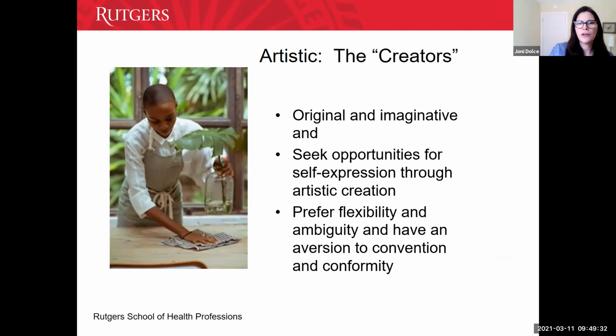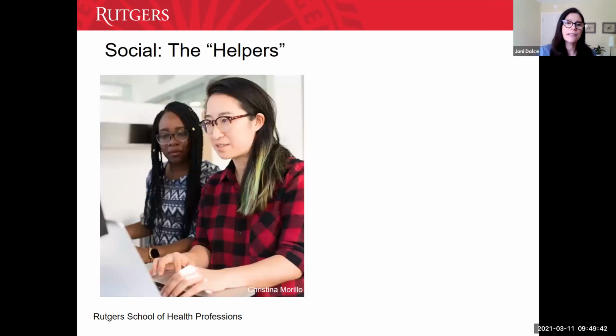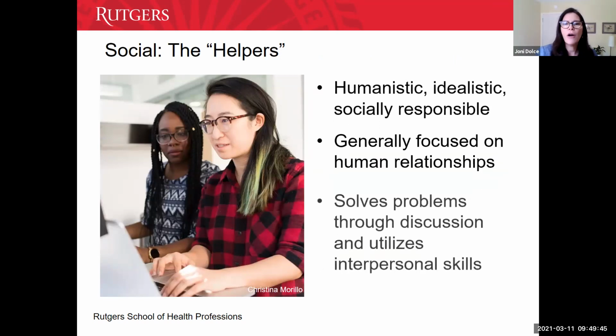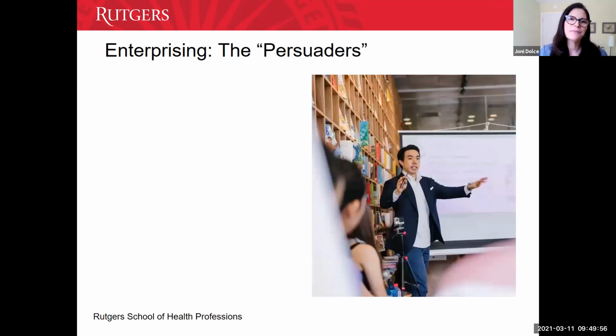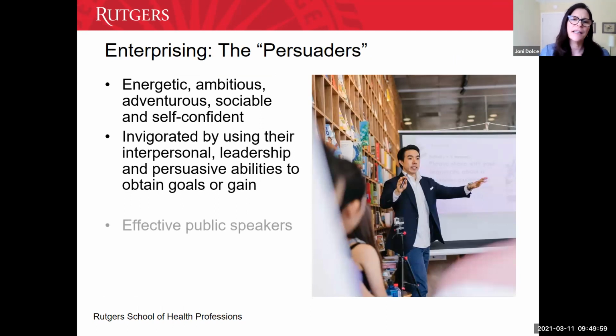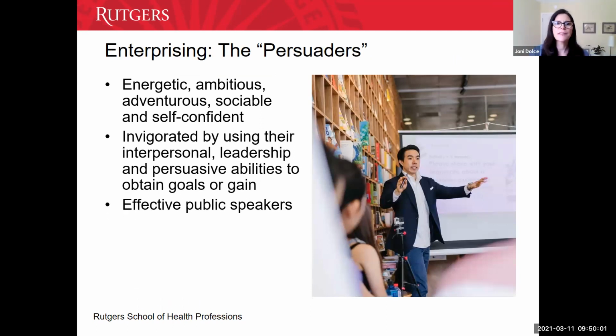So artistic are the people who are creative and flexible and seek opportunities for self-expression and use their creativity and imaginations. People who are social and helpers might help solve problems, similar to what you're all doing. You're in the field of helpers. Enterprising are the persuaders, so sales, public speakers, people in those types of roles. People might value promotion and power.